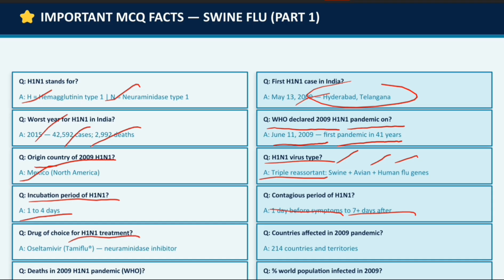Drugs of choice for H1N1 treatment: oseltamivir, Tamiflu, and zanamivir, which are neuraminidase inhibitors. These are the drugs for H1N1. Countries affected in the 2009 pandemic: 214 plus countries were affected by this virus.